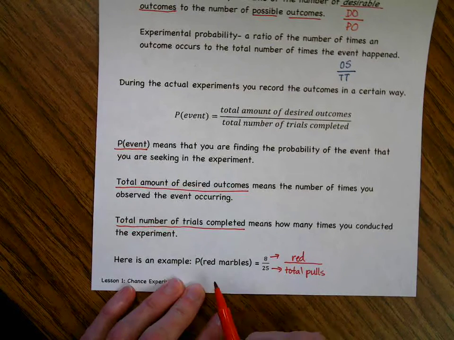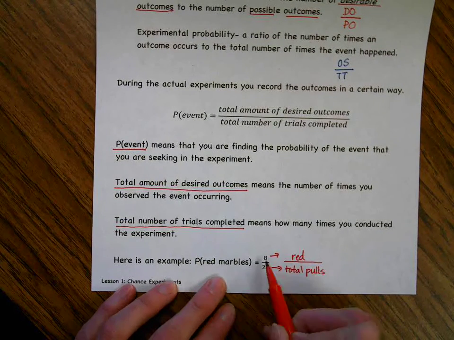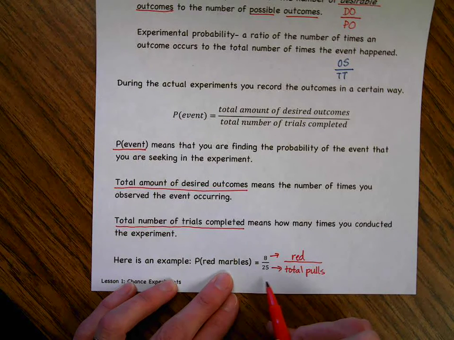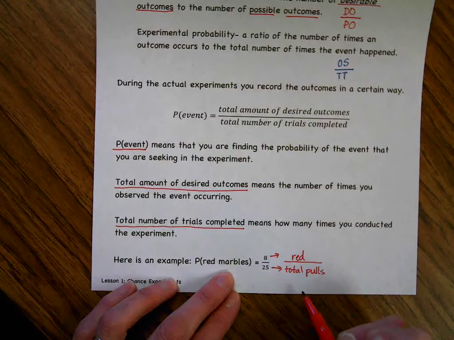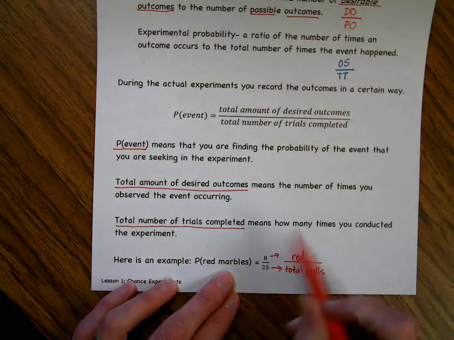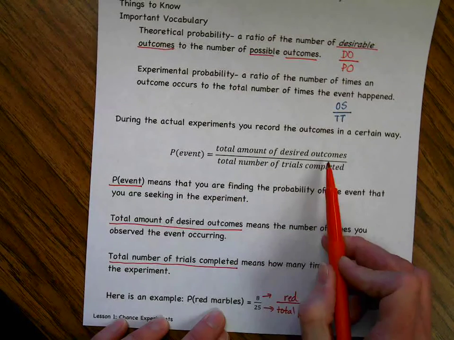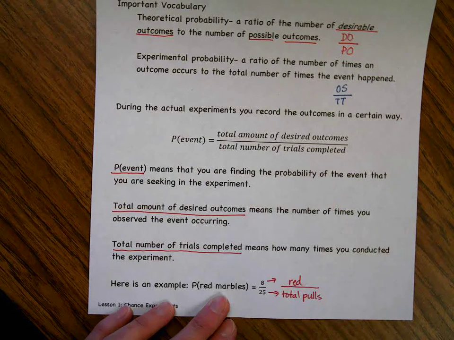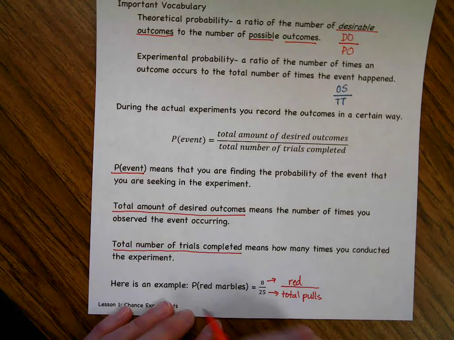And so our probability of getting a red marble out of the bag is 8 out of 25 pulls. So I got 8 red marbles out of the 25 times that I pulled a marble out. This 8 is the total amount of desired outcomes, and this 25 is the total number of times of pulling the marbles out of the bag. And so that's how you find the probability of an event.